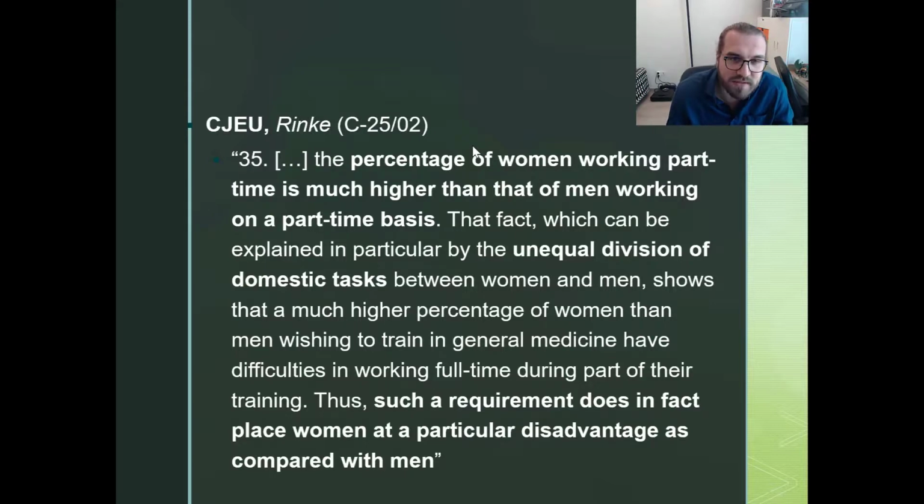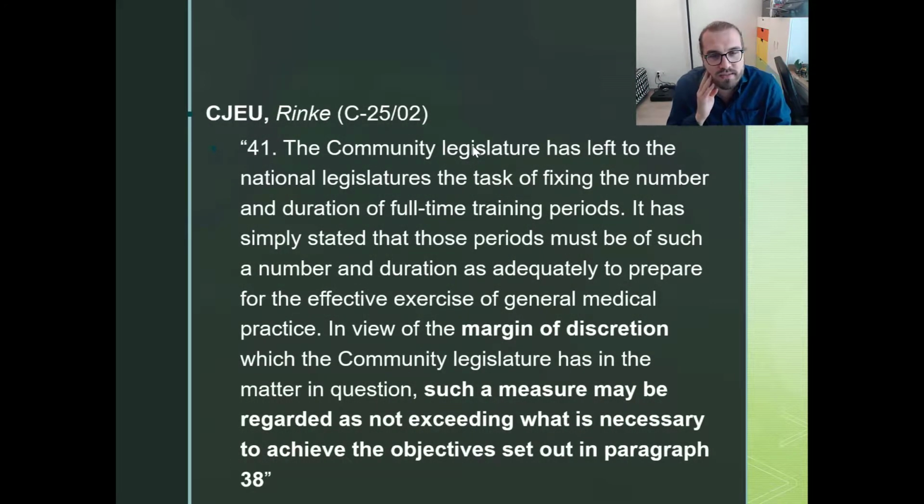Now the question in Rinke was one about medical training. So medical training, I believe this was a Danish case, I'm not sure, required a certain amount of periods of full-time training. So you could do your training part-time in general, but there were exceptions. Certain periods you had to work full-time. And there was a person who said this is discriminatory because I am the primary caregiver in my family, I have family duties and so on, I cannot do these full-time training periods. Why can't I do it part-time? This is discrimination.